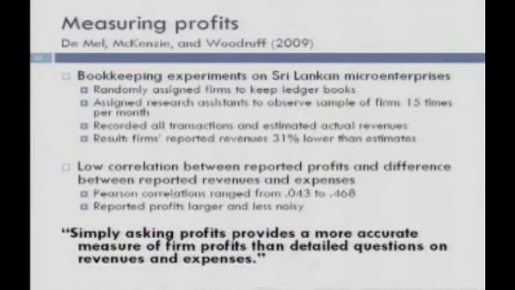So they did a bookkeeping experiment where they asked firms to keep ledger books, and they had people come and observe the firms. They found big gaps: if you take the reported revenues and reported expenses and take the gap, it did not do too well. In fact, the correlation between profits and the difference between expenses and revenues was under 0.5. So they argue that you should just ask. I haven't done work in this area myself, so I'm not really competent to judge, but those people who've worked on this a bit think it's better to just simply ask about profits straight out.